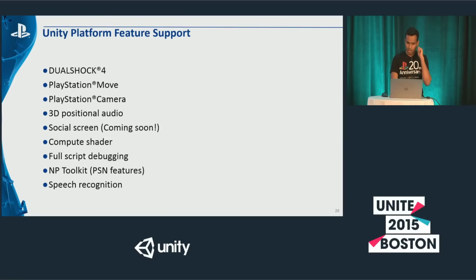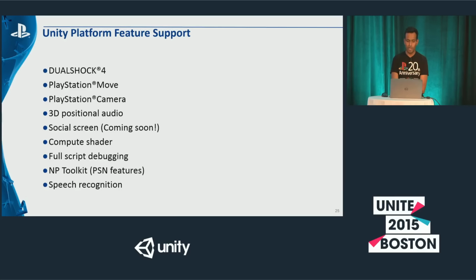Here's a quick rundown of Unity's PlayStation platform feature support. DualShock 4 is fully supported, including audio, touchpad, vibration, motion control, light bars, etc. Similarly, PlayStation Move and full stereo camera and depth support for PlayStation Camera are supported. 3D positional audio will also be supported fully. And as soon as we have the social screen update via the SDK, that will be added as well. The rest is something we already have, which is full compute shader support and full script debugging with Visual Studio.